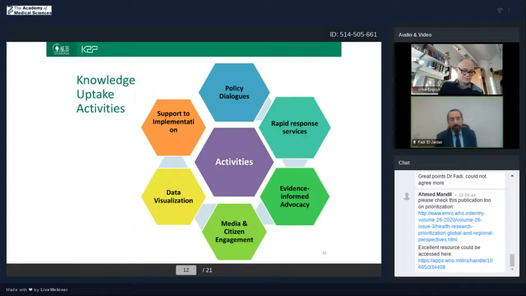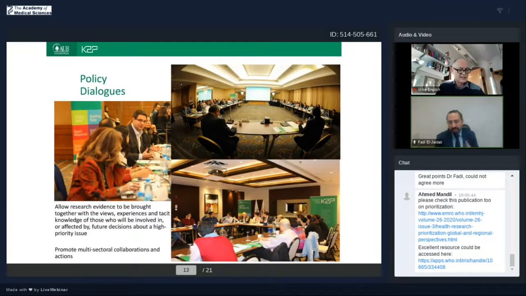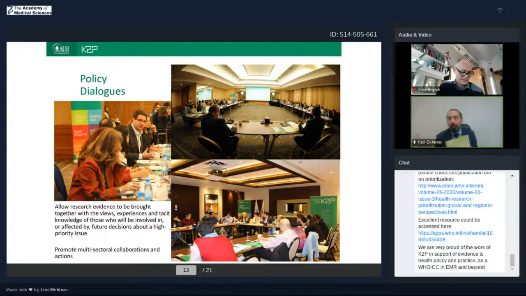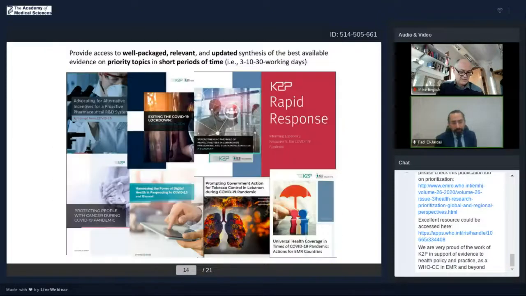Next slide. So again, different approaches to knowledge uptake activities. We engage and we do deliberative dialogue with different components. Next slide. This is the type of dialogue where we bring all the stakeholders, and this is a very critical intervention to make sure that the evidence is used as a jumping off point to influence decisions. Next slide. This is an example of the rapid response series. We've produced more than 18 evidence-based documents, global, regional, and national, on COVID-19, and influenced many decisions at different levels.